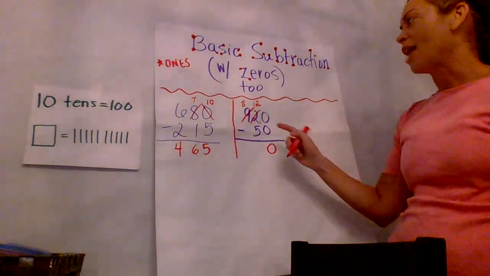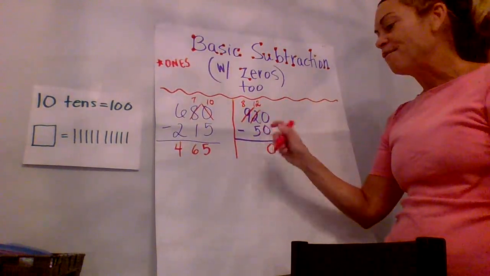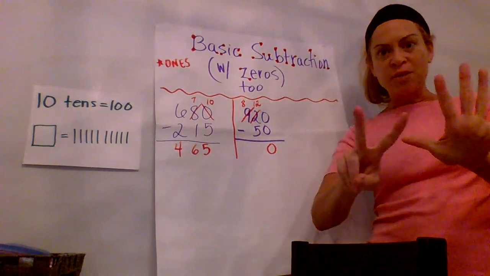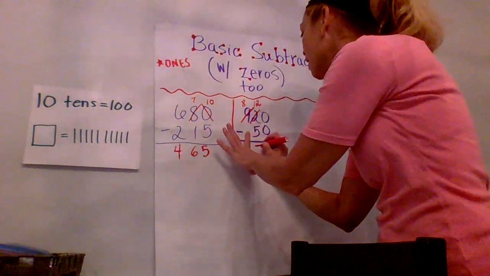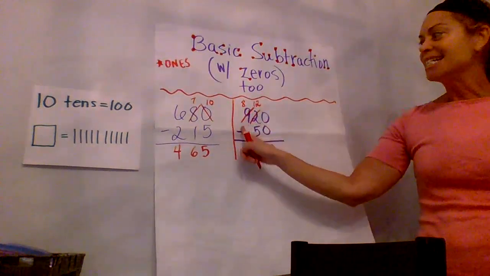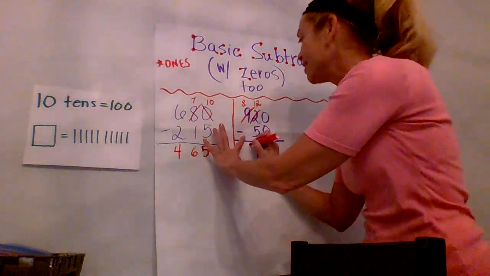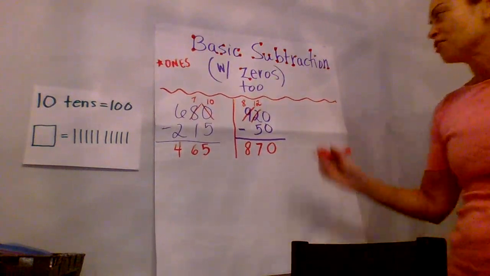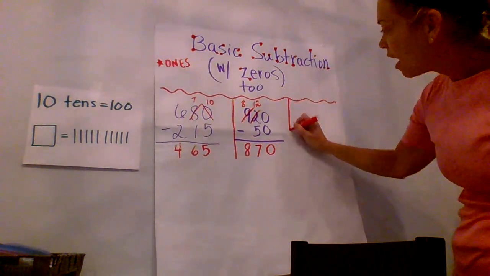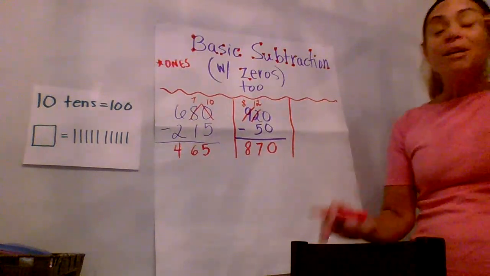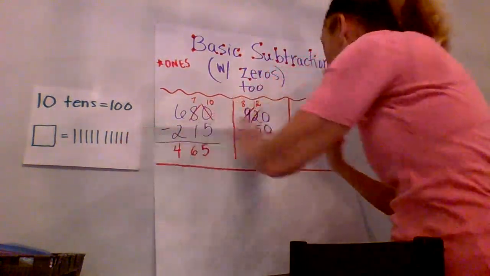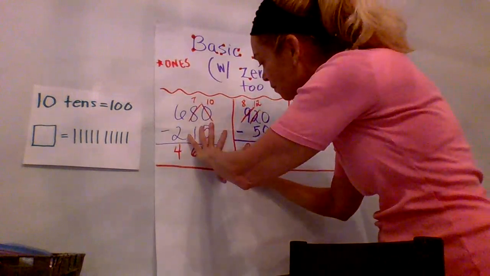Now we can subtract. 12, take away 5. 5, 6, 7, 8, 9, 10, 11, 12. 7. And 8, take away nothing is 8. So your answer is 870. Okay. Now I'm going to show you how to regroup with zeros.